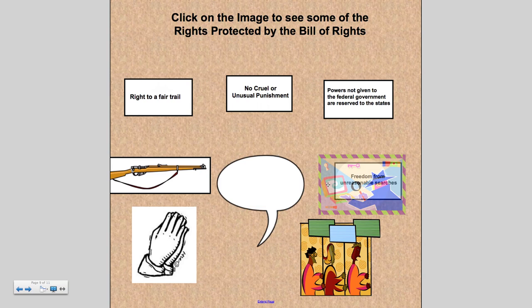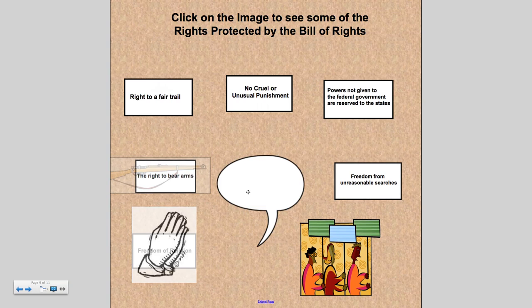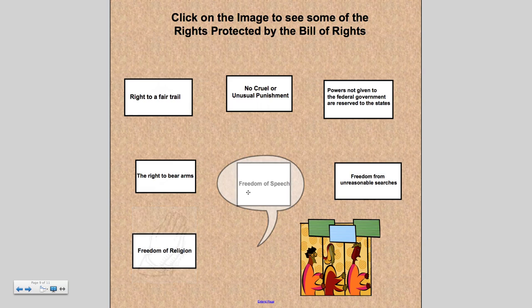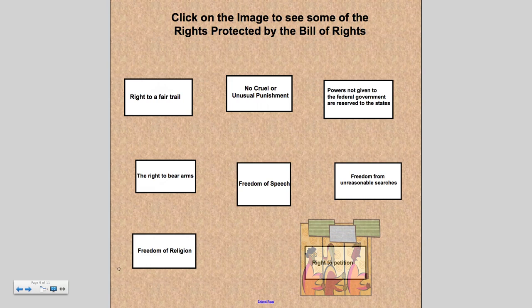Freedom from unreasonable searches. That means that police officers have to get search warrants to be able to search people's houses. The right to bear arms. That means the right to be able to have a gun. The freedom of religion, which is a very popular one. The freedom of speech, which means we have the right to say anything we want to on the internet, in newspapers, on TV, and so on and so forth. And the right to petition. That means that we have the right to petition against things that we don't think are right.